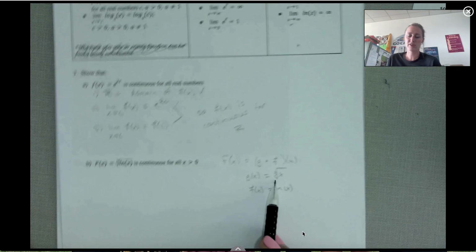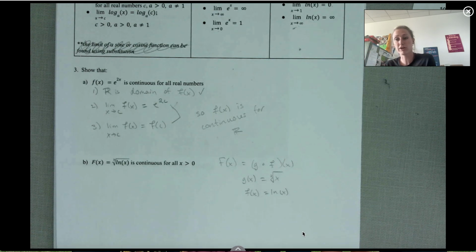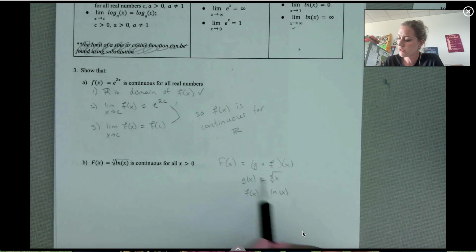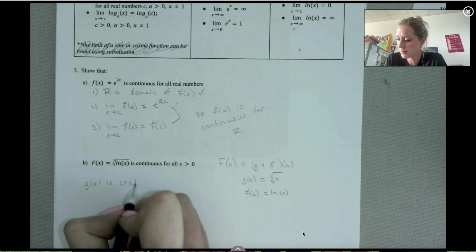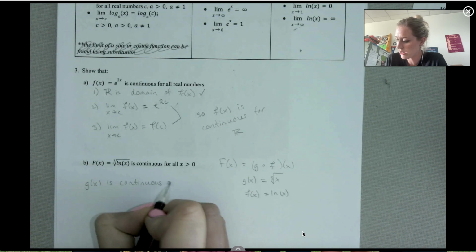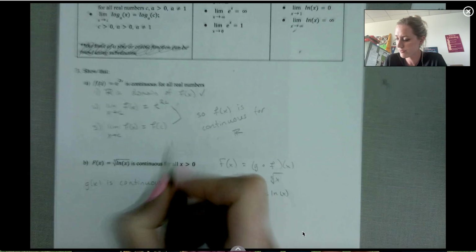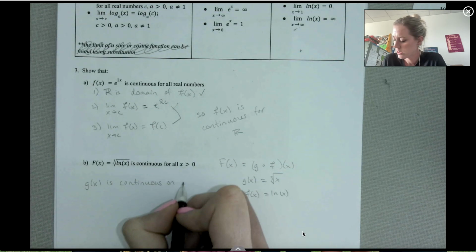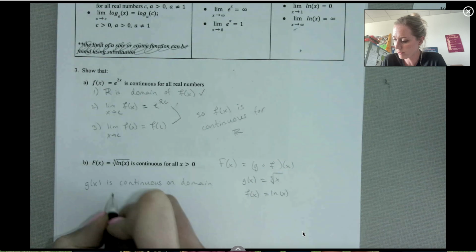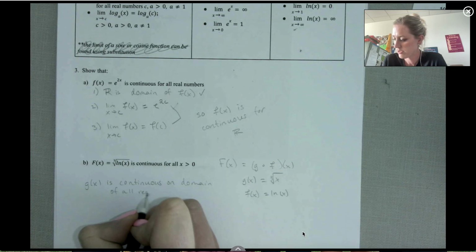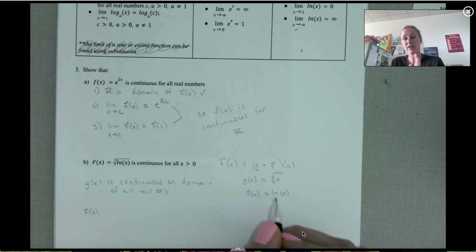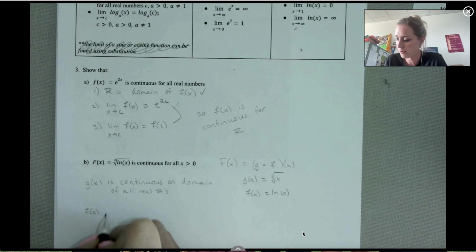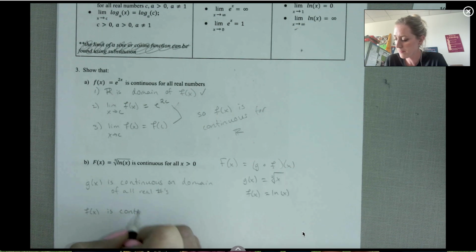All right, so let's look at where those are continuous. Remember, root functions and natural log functions are continuous on their domains. So what's the domain of this one? Okay, well, g of x is continuous on its domain because it's a root function. And cube roots are all reals, so the domain is all reals. Okay, f of x is the natural log of x. So the domain of natural log of x is anything greater than 0. So it is continuous on its domain.